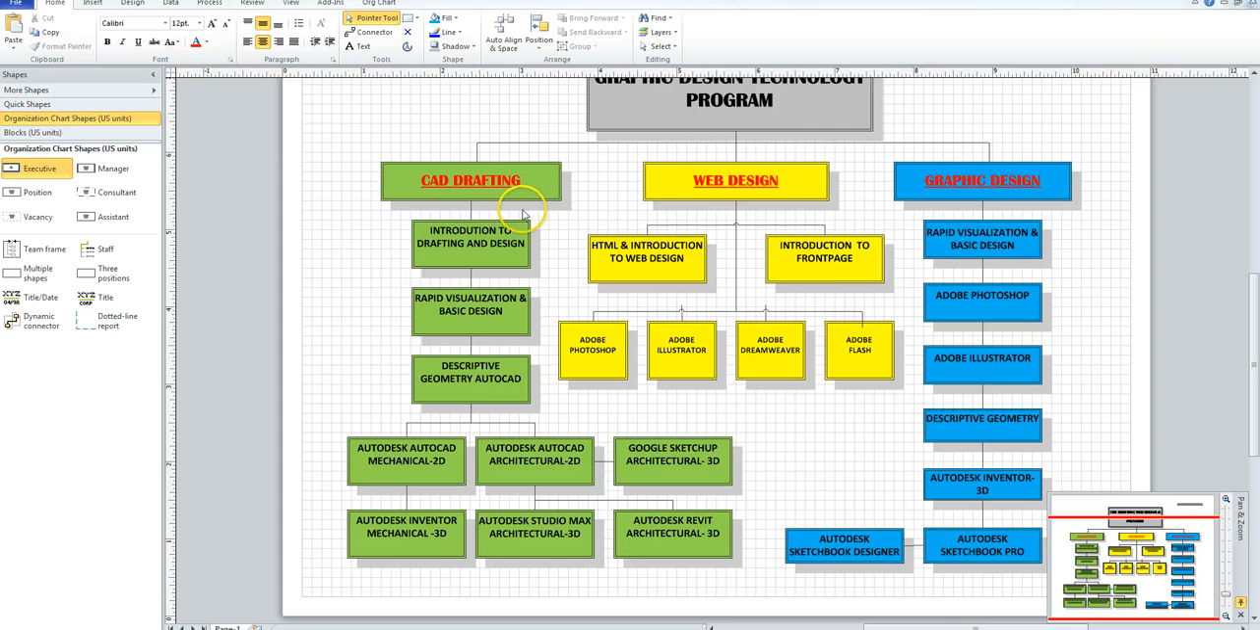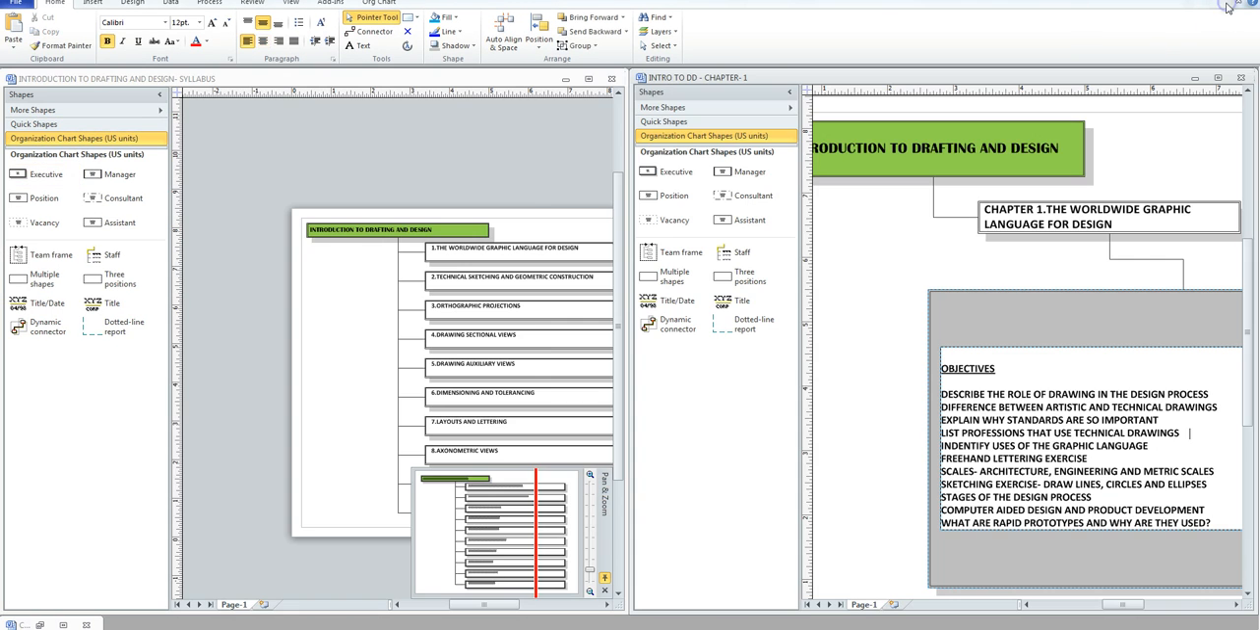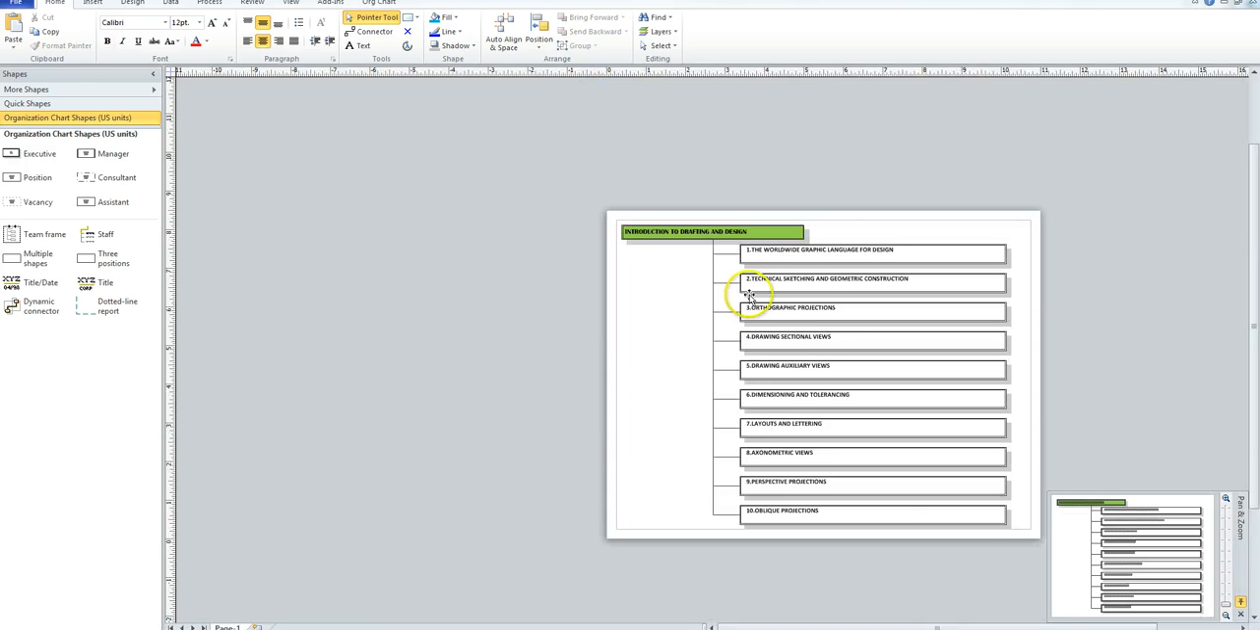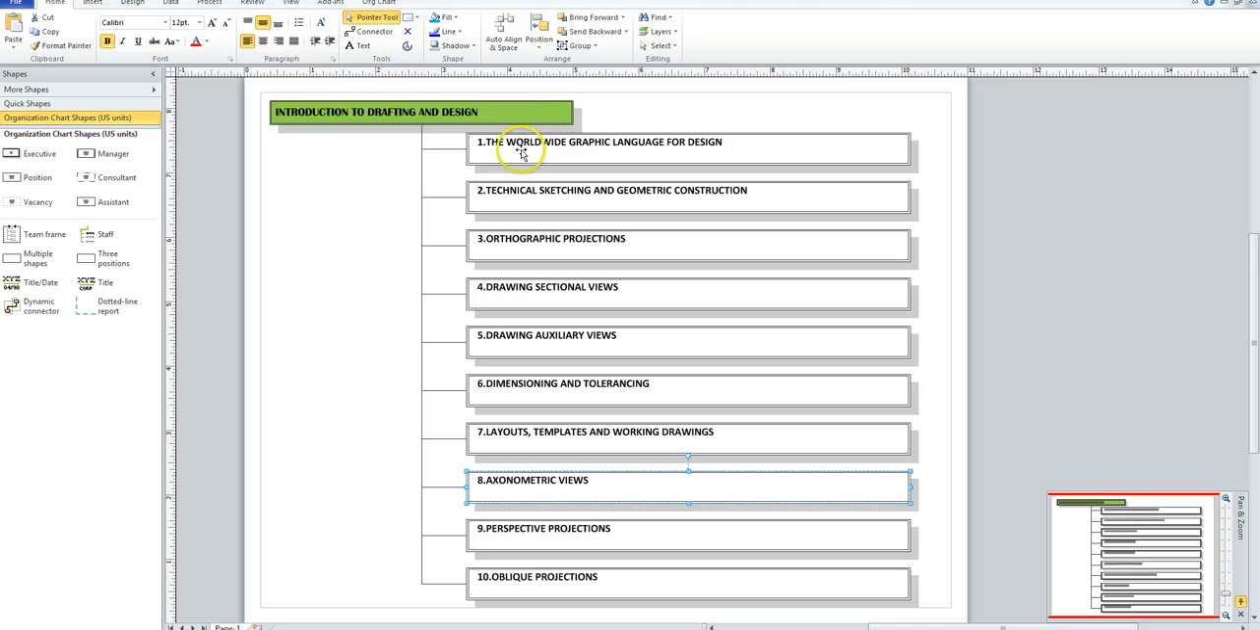Now let's go to CAD drafting and design. This is the first class, which is Introduction to Drafting and Design. Let's see what we are going to learn in that class. I'm going to minimize this, and let's go right here. In Introduction to Drafting and Design, these are the topics that we will cover one by one, starting with the Worldwide Graphic Language for Design, which I will do today.